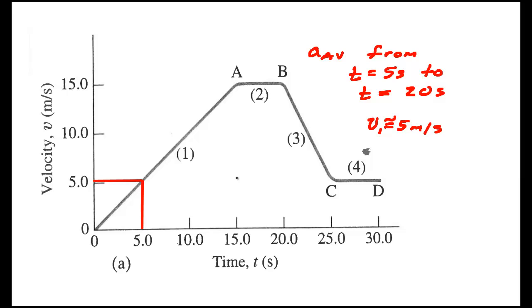And then what we need to do is locate the second velocity in our problem. And that appears to be 20 seconds right here. We bring it straight up. It appears to be about right there. And then from there we bring it across. And it looks to be roughly 15 meters per second.